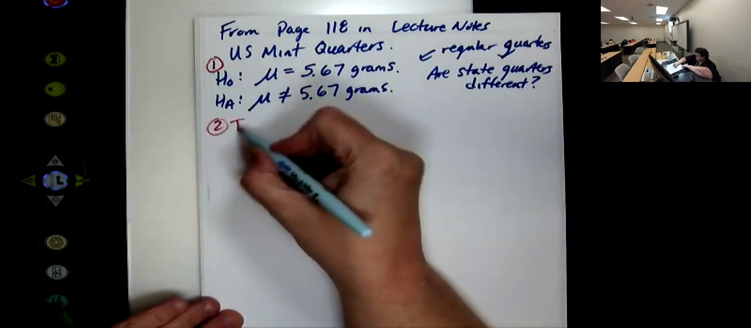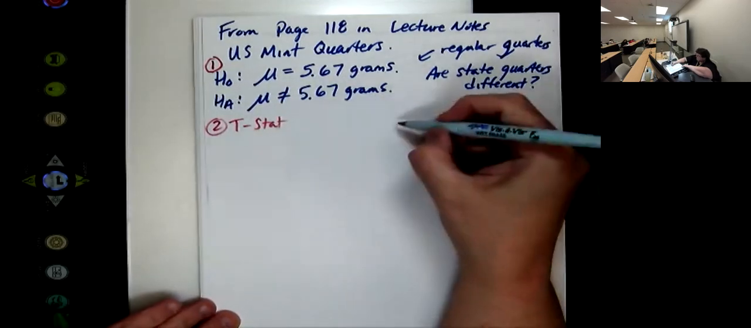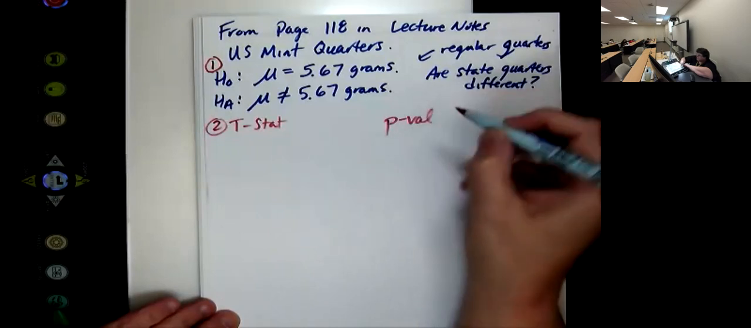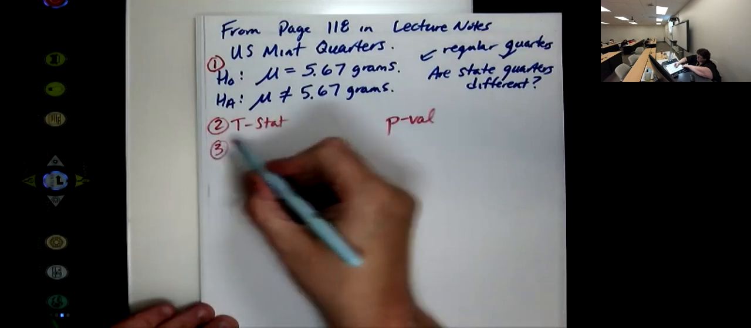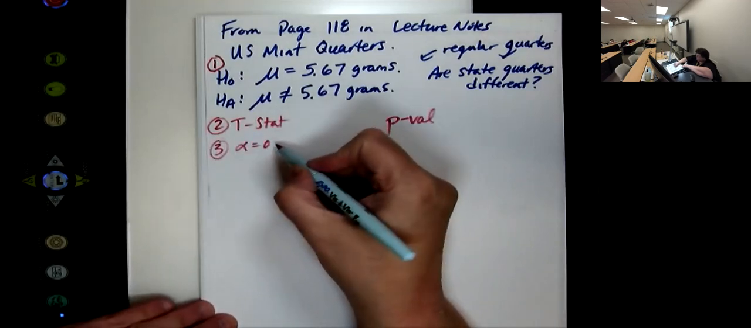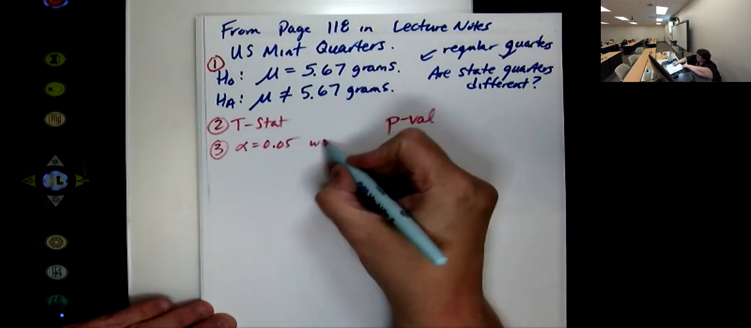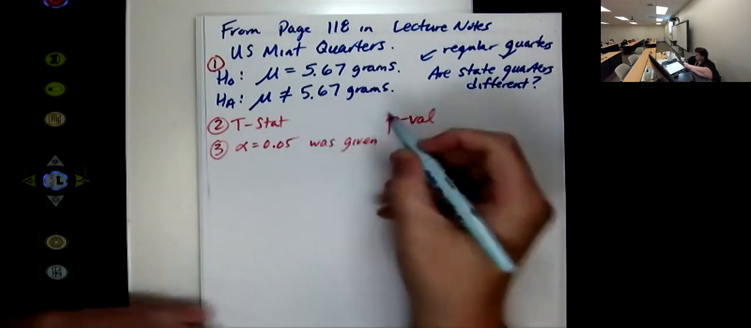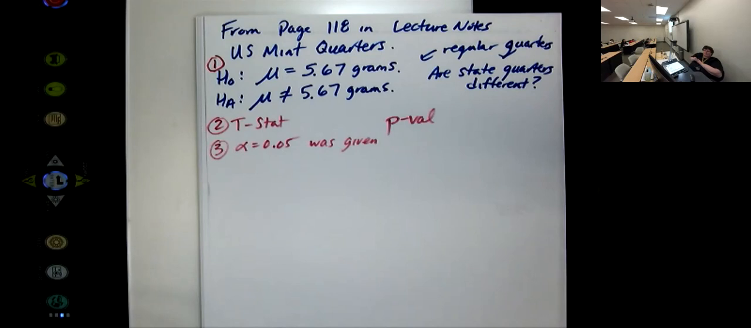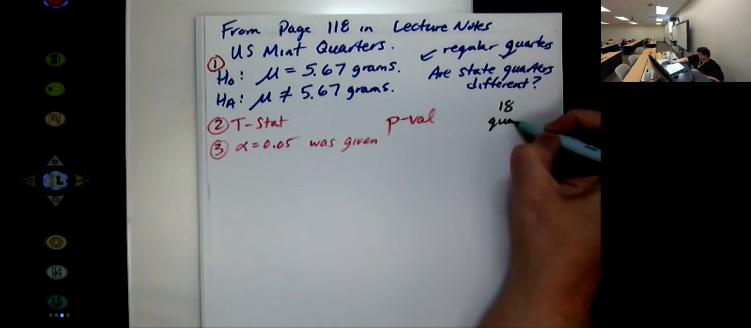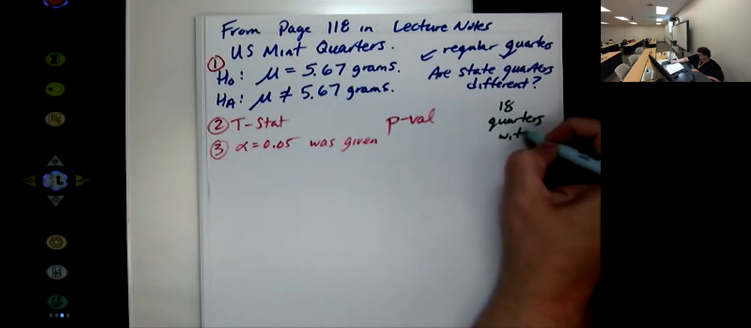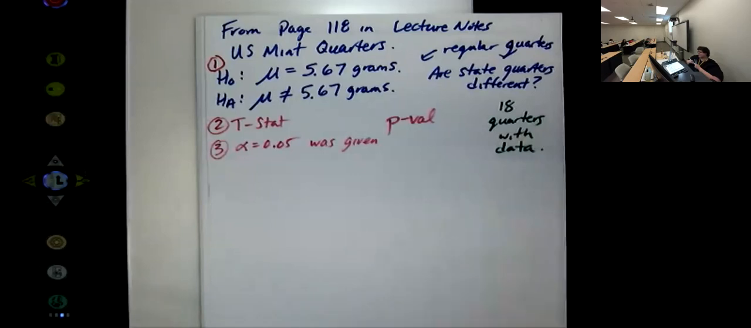Step two is going to give me a t-stat and a p-value. I don't know what they are yet, but they're going to go in there. And the problem specified alpha equals 0.05 was given. And there were 18 quarters with data. Rather than writing it down, I'm just going to copy and paste it.